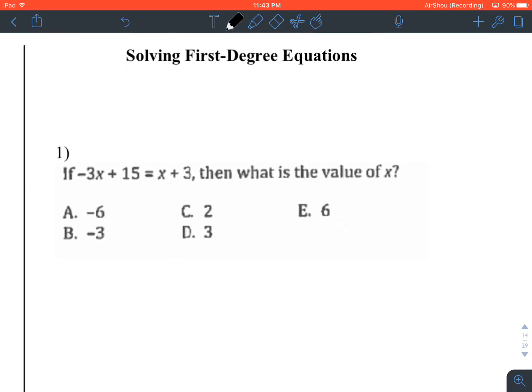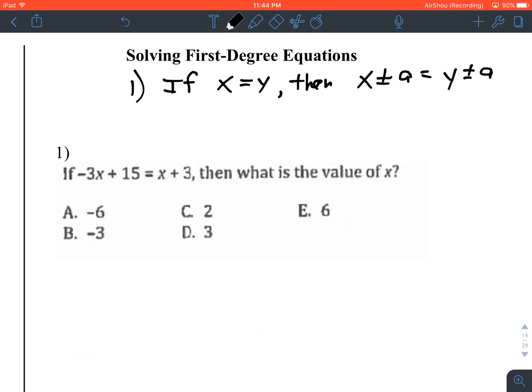Solving first-degree equations. So to solve these, we're going to use properties of equality for real numbers. And those properties are pretty simple. First property, in no specific order, says that you can add or subtract a number to both sides of an equation anytime you want. And the way to write that is if x equals y, then we can add or subtract any number, such as a, to both sides of the equation, and it doesn't change its value.